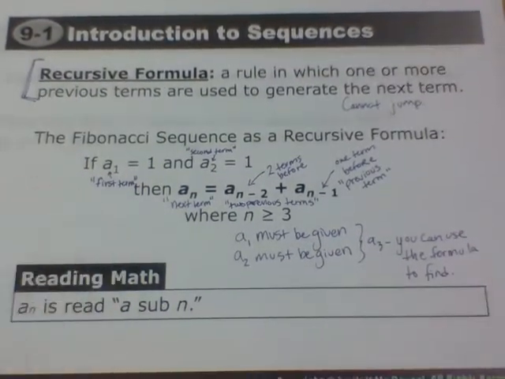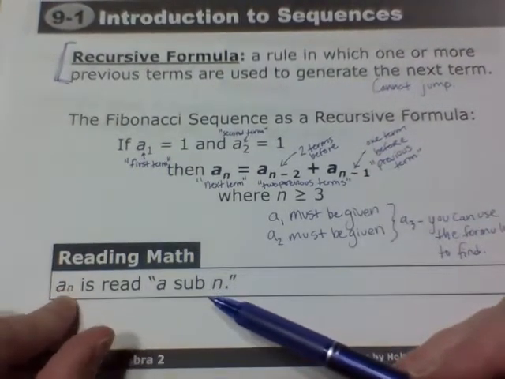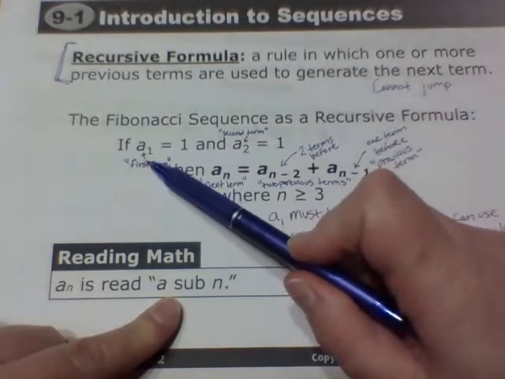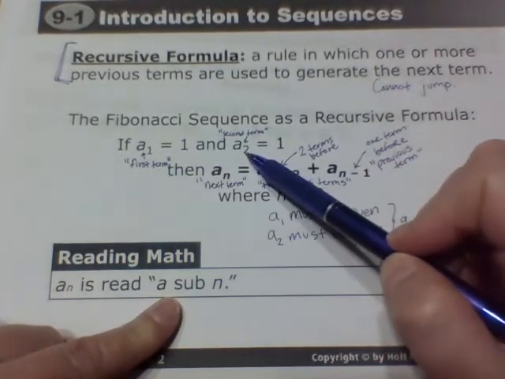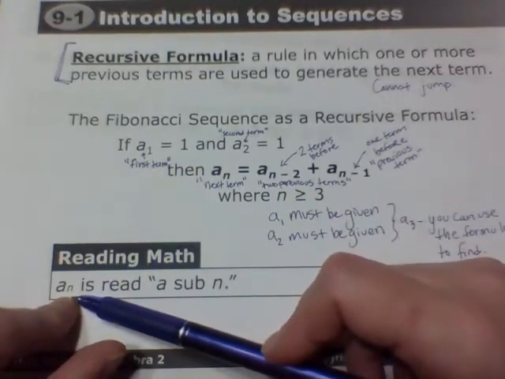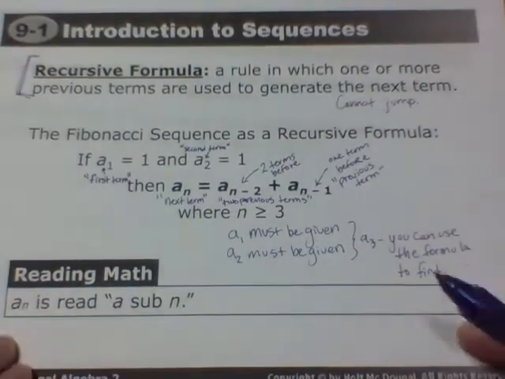All right, anyway, so here's our notation. I've said it, of course, a bunch here, but a with a little n next to it is read a sub n. So I will be saying a sub 1, a sub 2, or the second term or the first term. But anytime that I see this, I'm definitely going to be reading it as a sub n. That's how you say it. All righty.